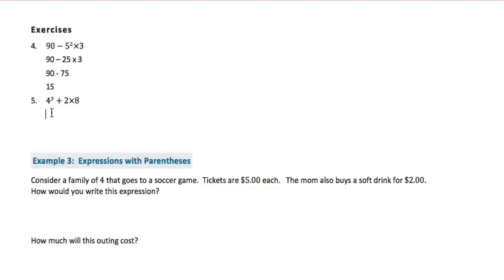And in exercise 5, we have exponents, addition, and multiplication. So our exponent comes first, and 4 to the third power is 4 times 4 times 4, which is 64, plus 2 times 8. Then we'll do our multiplication, and 2 times 8 is 16. And finally, we'll add the two numbers together, and that will give us 80.